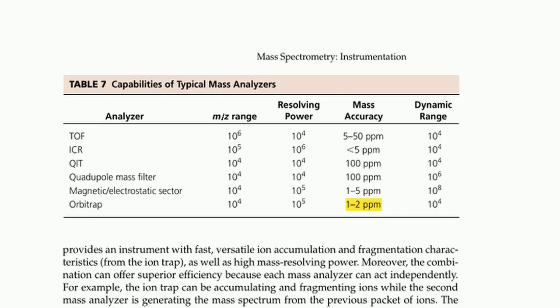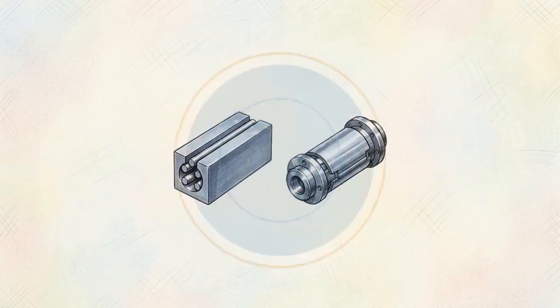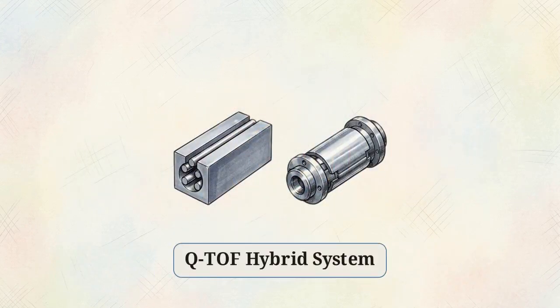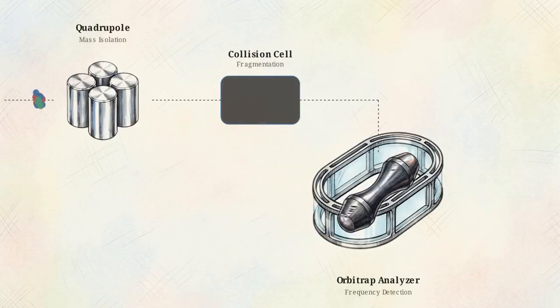The modern solution is hybridization. Manufacturers physically link different analyzers together, ensuring the weaknesses of one instrument are perfectly covered by the strengths of another. In a typical tandem workflow, a robust quadrupole isolates a specific target ion and fragments it. That fragment packet is then orthogonally accelerated into a time-of-flight or Orbitrap analyzer for ultra-high-resolution measurement.